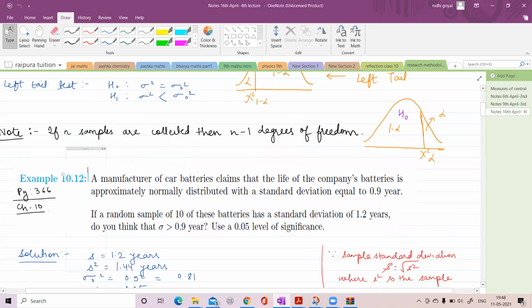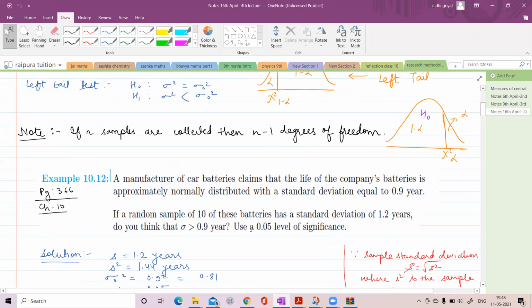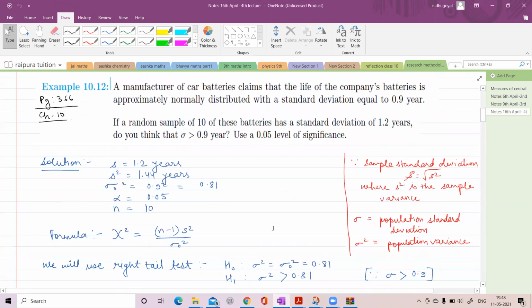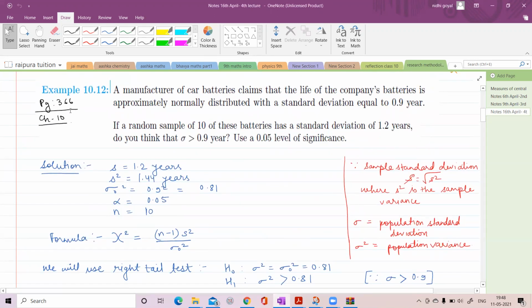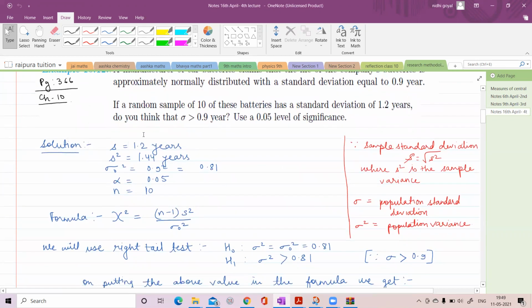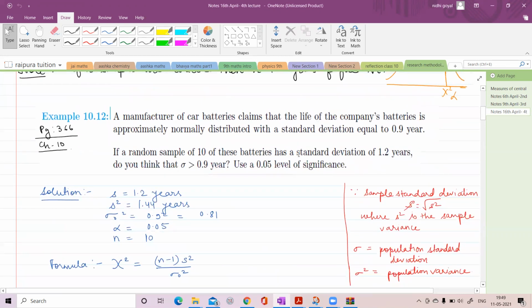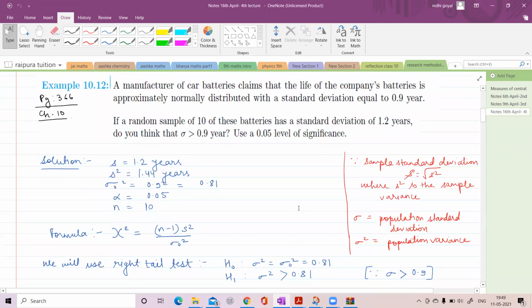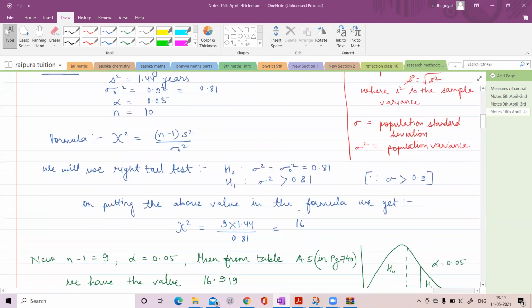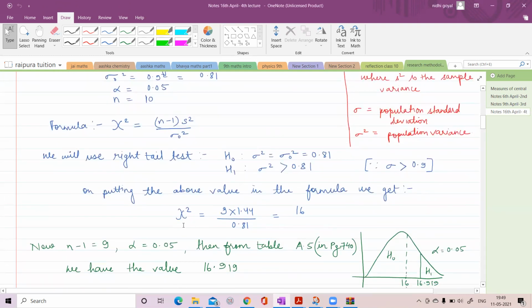So if n samples are collected, then there will be n minus 1 degrees of freedom. And this is one example based on chi-square distribution. This example is given on page number 366 in chapter number 10, and we can find all these values from the corresponding question, and then we have to calculate the value of chi-square, which is 16.